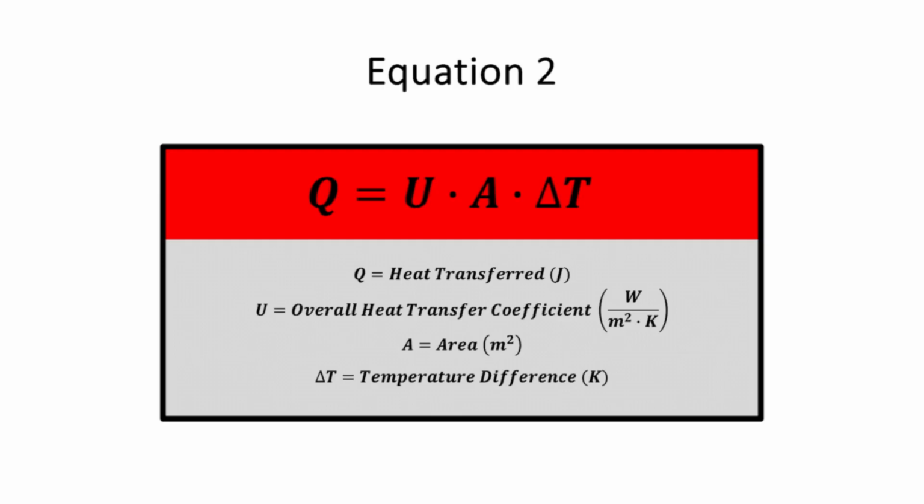The second heat transfer equation is Q equals U A delta T. Q is the heat transferred in joules, U is the overall heat transfer coefficient measured in watts per meter squared Kelvin, A is the area in meter squared, and delta T is the temperature difference in Kelvin.